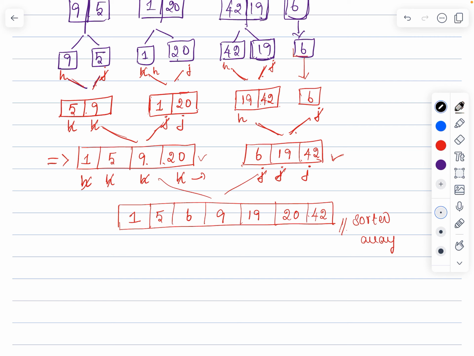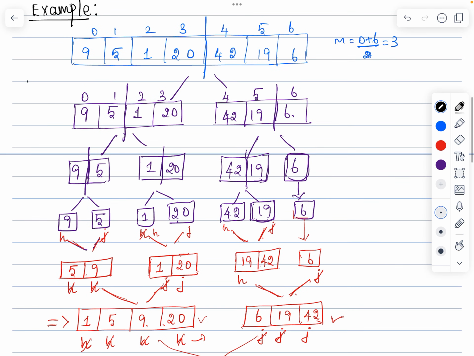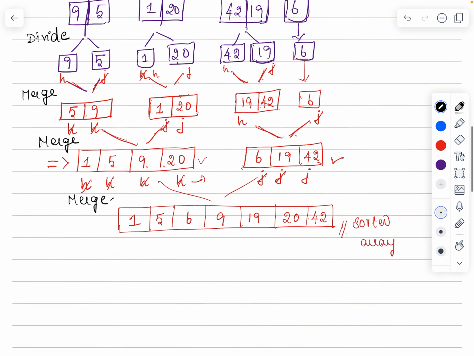So this is how the merge sort algorithm works: divide, conquer and merging you are performing here. If you check here, all these are divide steps. So we keep dividing the list until there is only one element in the list. Once we reach one element in the list, we start merging it. So here we are performing the merge step. Here again merging. Again we are merging, performing the merging step over here. So this is how the merge sort algorithm works.